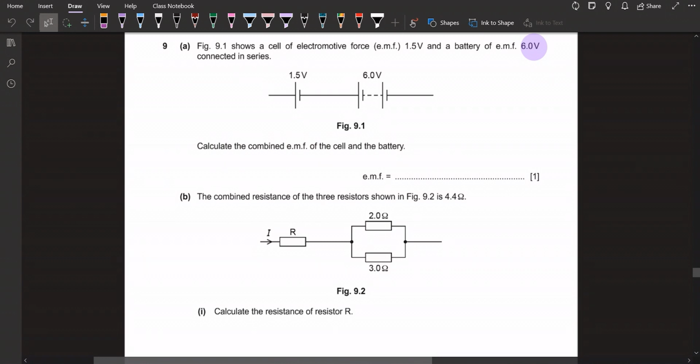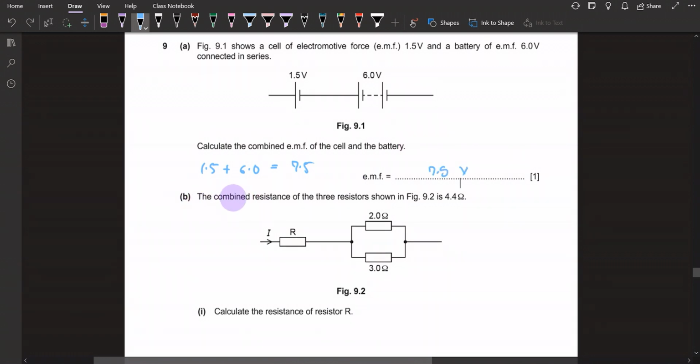of EMF 6.0 connected in series, and calculate the combined EMF of cell and the battery. So total EMF is gonna be 1.5 plus 6.0, as it is in series, so it's gonna get add up, which is gonna give us 7.5 voltage.